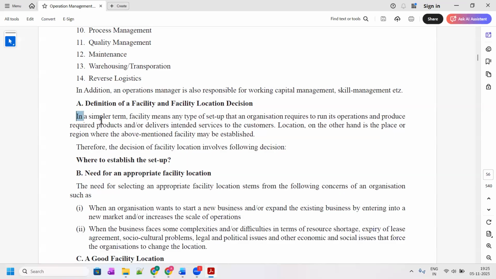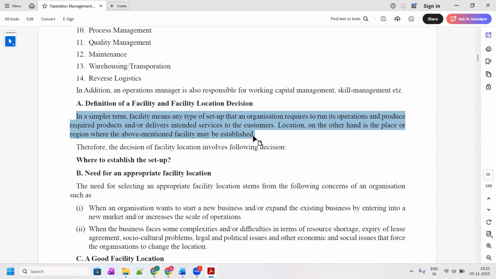Okay, so in simple terms, what do you mean by facility? In simple terms, facility means any setup, any setup that the organization uses to make their product or deliver their services. For example, a facility can be an office, it can be a factory, it can be a warehouse. Talking about the term location, location means the geographical place where your facility will be established, that we call location. So a facility location decision means deciding where to set up the facility.